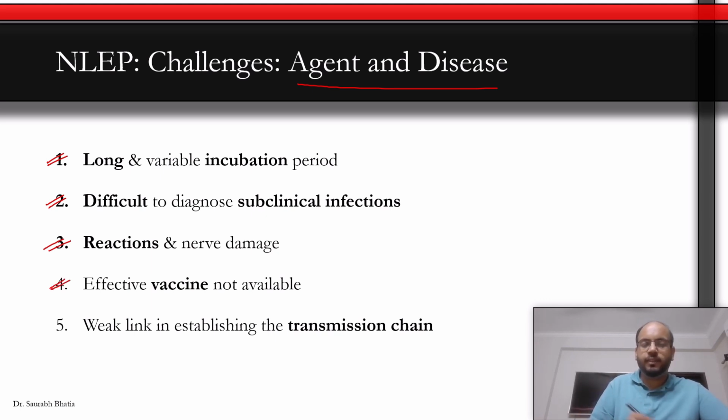Effective vaccine is not available. We have discussed vaccine in detail in a separate lecture known as vaccines in leprosy. You can go through that. And we know that there is no effective vaccine for leprosy available as of now.